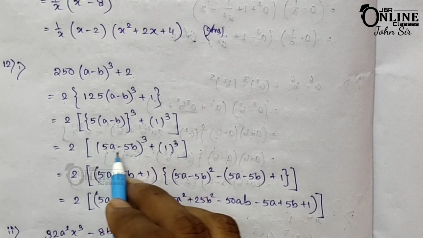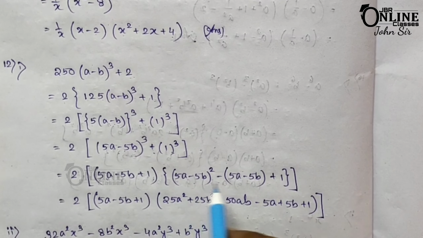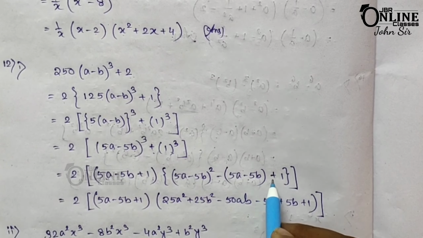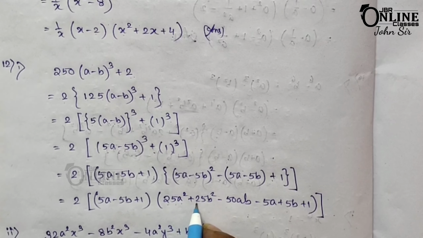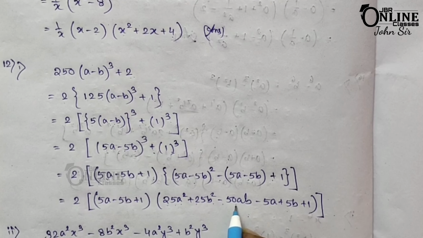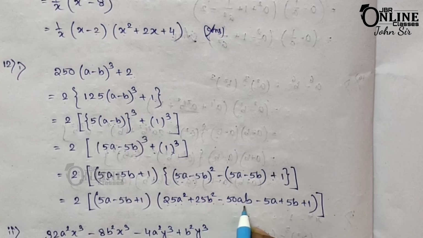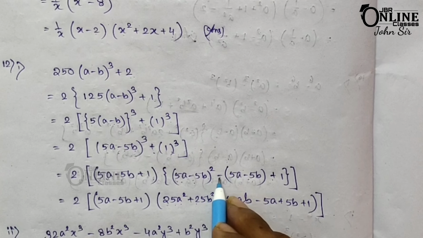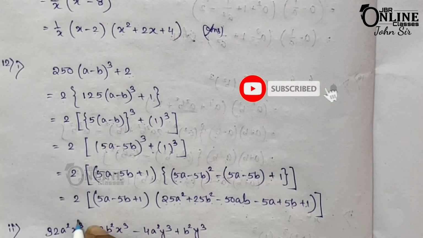Now you can apply the formula a cube plus b cube. So a plus b, then a square minus ab plus b square. Now a square means 25a square plus 25b square minus 50ab. That means here you can apply the a minus b whole square formula. Then just open the bracket, minus 5a plus 5b, and after that 1. So that is the full answer.